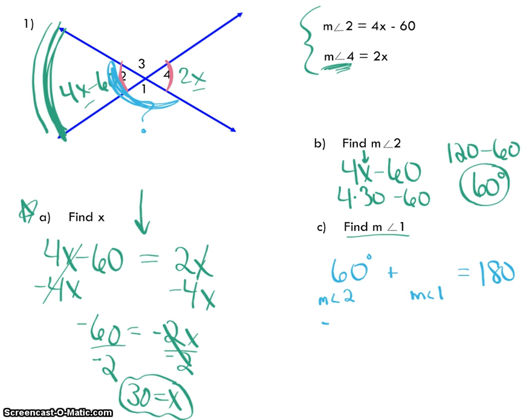So really all I'm doing is taking 60 away from 180. And the measure of angle 1 equals 120 degrees. Which makes sense. Now I have 120 and 60. These two angles are supplementary, which means they should add up to 180. And they do.